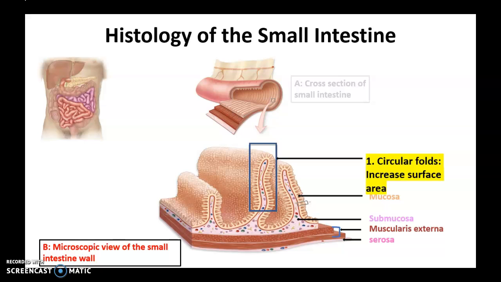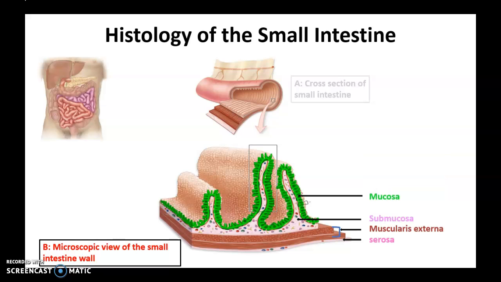See how they are folded to form specific structures called circular folds. The circular folds increase the surface area for digestion and nutrient absorption. In the same figure, if you notice the mucosa, see how it's further folded to form finger-like structures? These are called villi, singular, villus. These are microscopic structures that further increase the surface area for digestion and nutrient absorption.